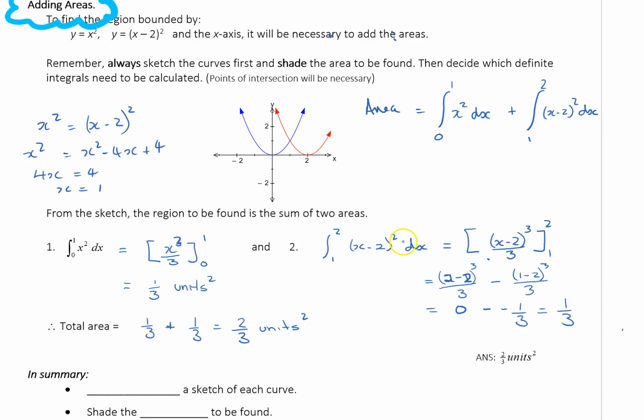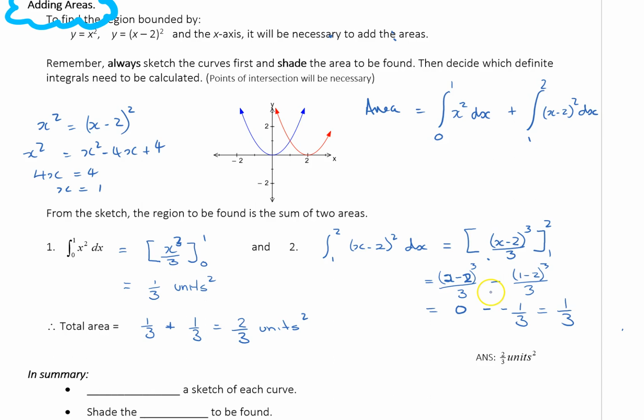The second section is the integral from 1 to 2 of x minus 2 all squared. And again, it's a nice, easy, straightforward integration. Add 1 to the index, divide by the new index, and of course the coefficient of the x inside the bracket is a 1. And we want that from 1 to 2. Subbing in 2, we get a 0. Now be very careful. We're subtracting.